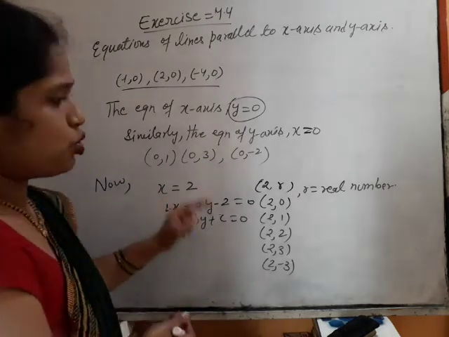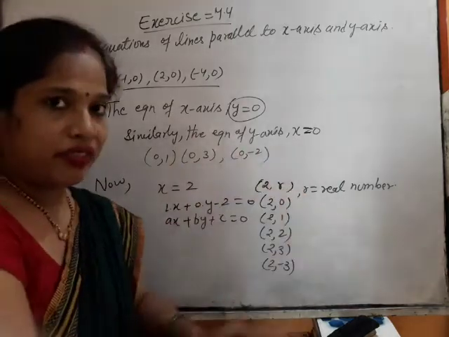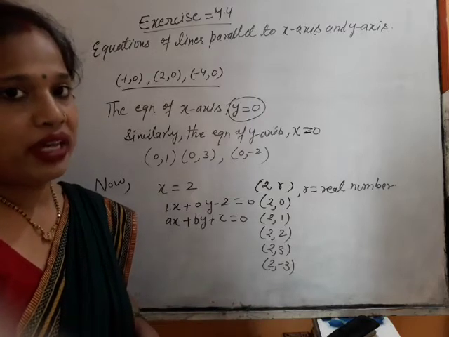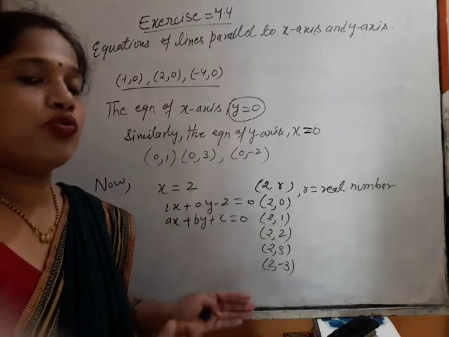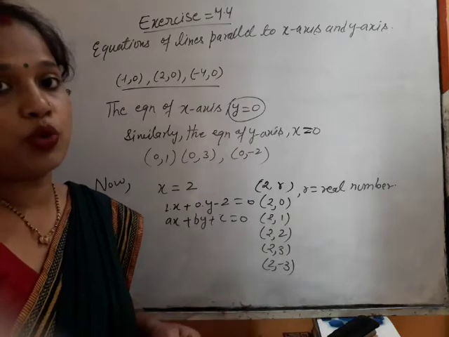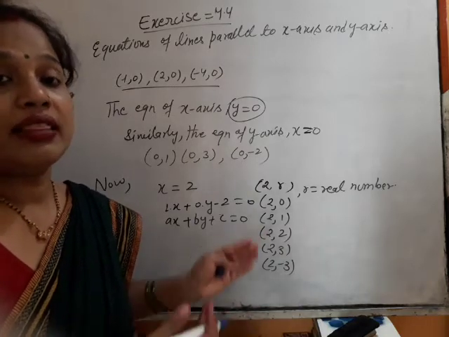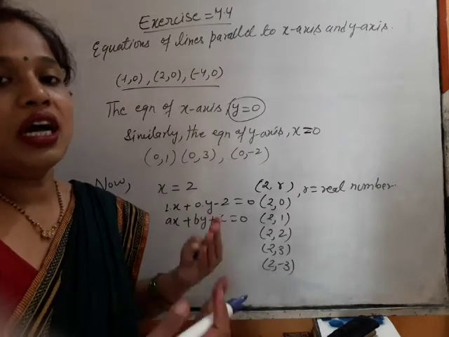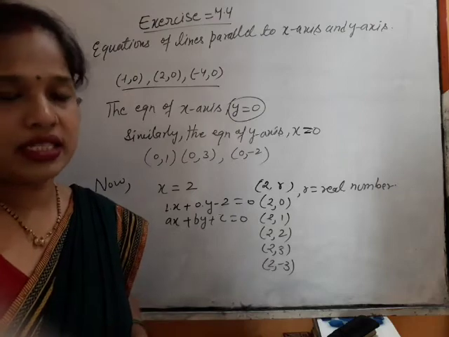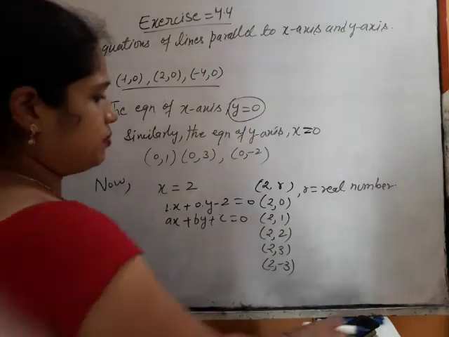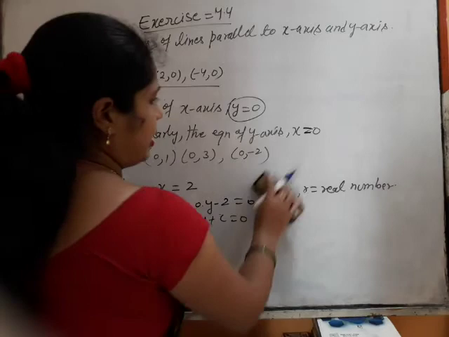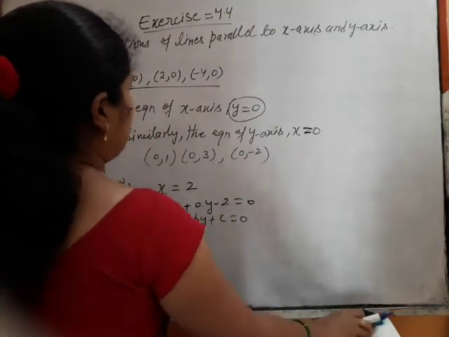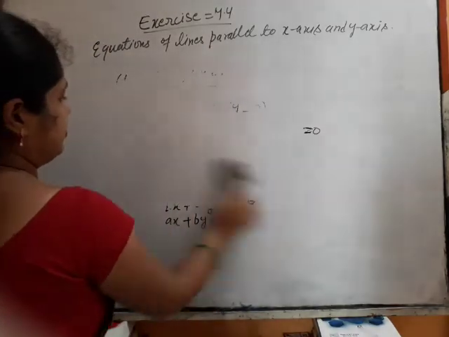Yes, x equals 2 or x equals any number will give us a line parallel to the y-axis. And if y equals any number, and we consider that equation as a linear equation in two variables, we get a line parallel to the x-axis. So let us see how we get that. I am erasing x equals 2.